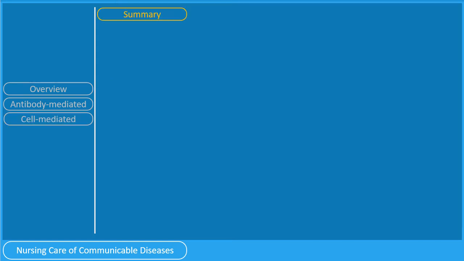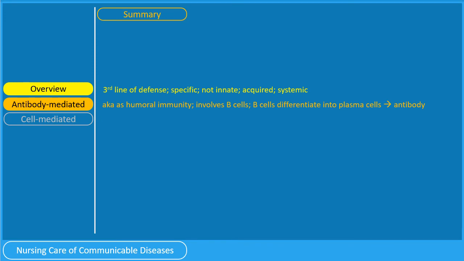We are now ready to summarize. The adaptive immunity is the third line of defense, and it is specific, not innate, acquired, and systemic. The antibody-mediated immunity is also known as the humoral immunity. It involves B cells, and B cells differentiate into plasma cells, which produce the antibody. Cell-mediated immunity involves T cells, and they do not involve antibodies. Pause this video, gather your thoughts, and when you are ready, let us have a practice test.